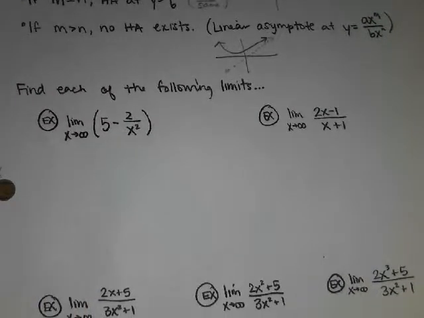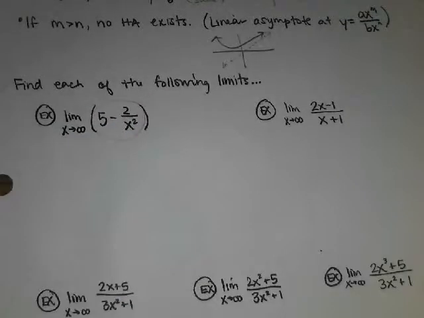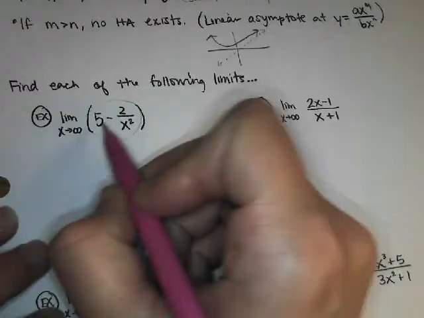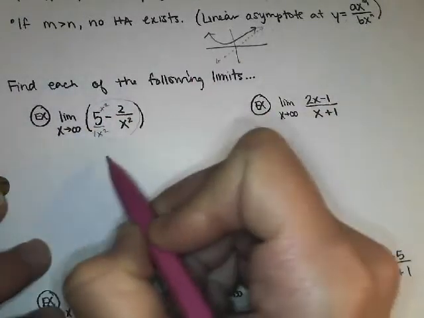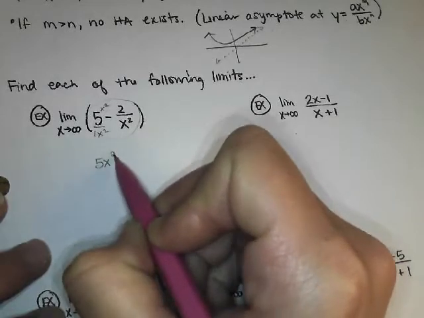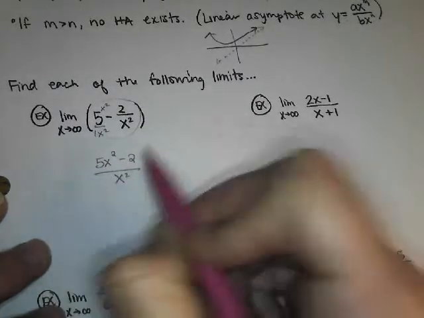Alright, so find each of the following limits. So as x approaches infinity, we want the limit of this. Now, this is not written strictly as a polynomial divided by a polynomial, but we can make it written that way. So we can get a common denominator, give this an x squared and give this an x squared. So our function will be 5x squared minus 2 over x squared.